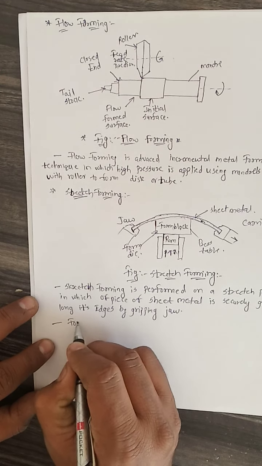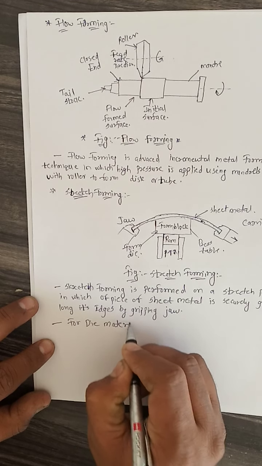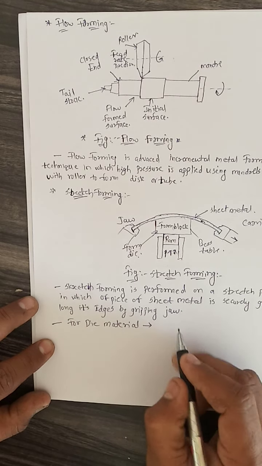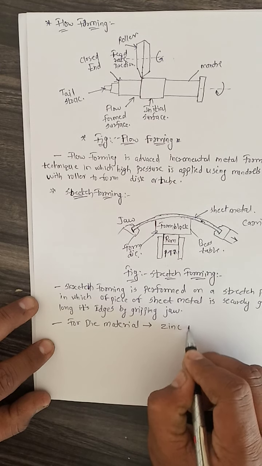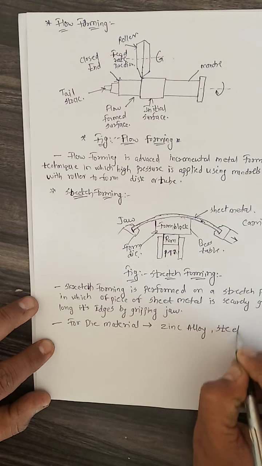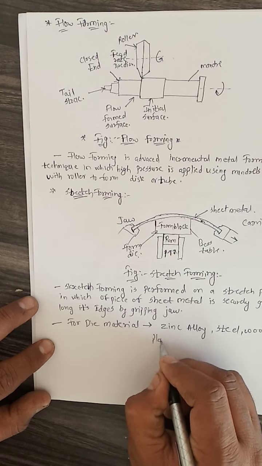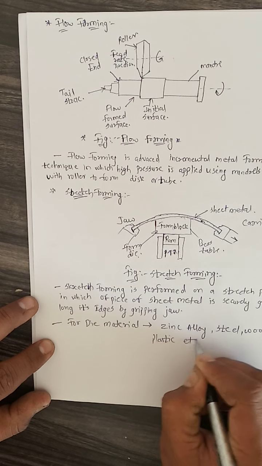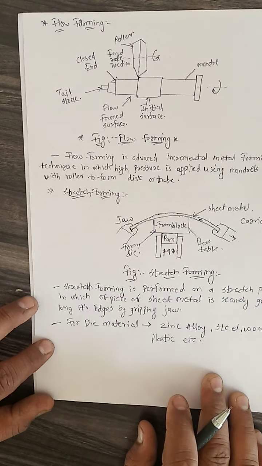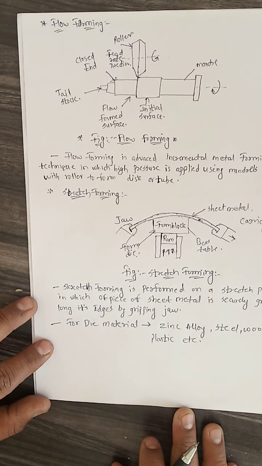Then for die material, zinc alloy, steel, wood, and plastics, etc., can form the required shape.